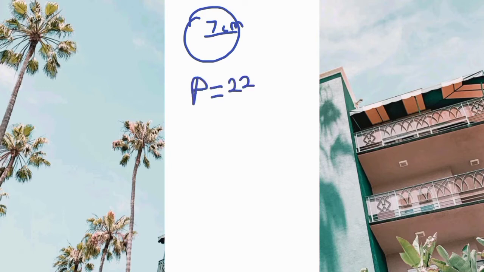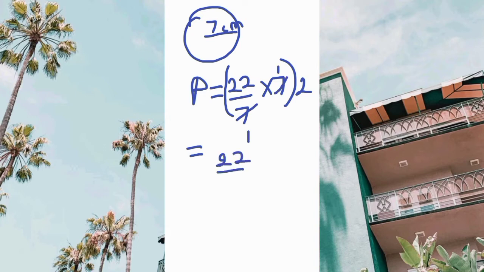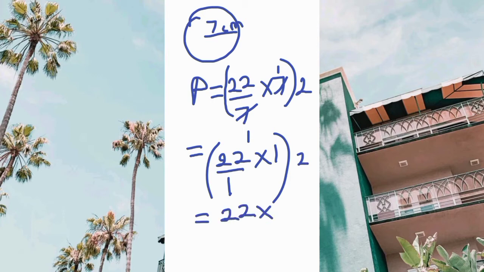So we are going to put our 22/7 times 7 inside brackets and leave the 2 outside. So 7 into itself is 1. 7 into the other 7 is 1. So we have now 22/1 times 1, which gives us 22. 22 times 2 gives us 44 centimeters, and that is our perimeter.